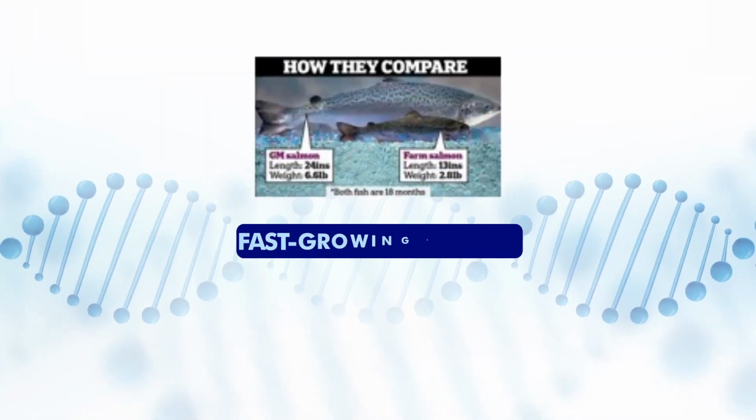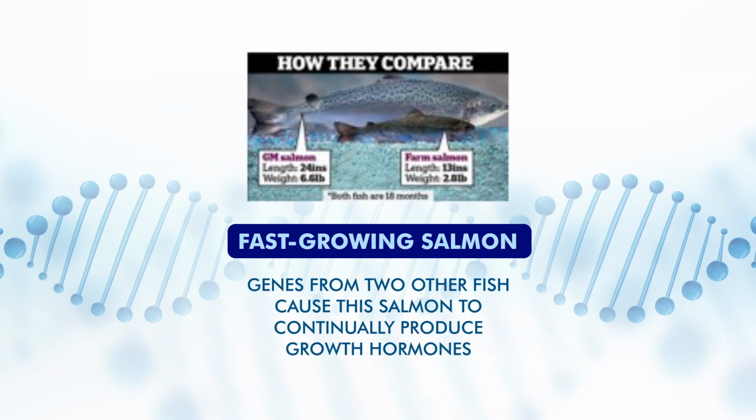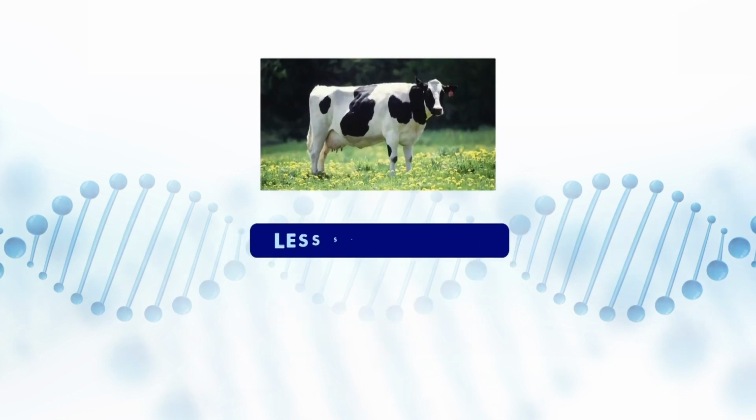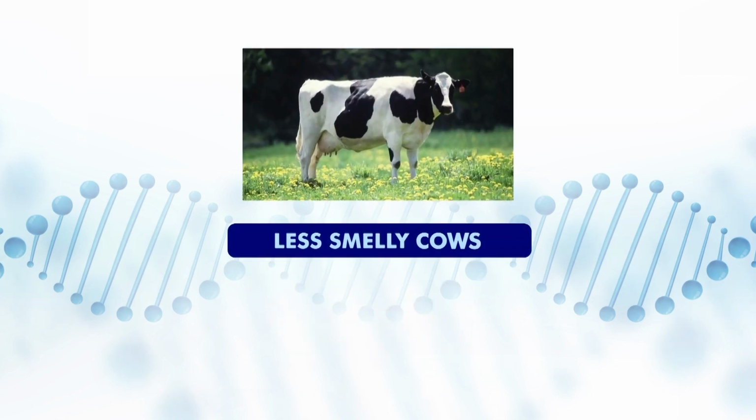Other examples of GM animals are fast-growing salmon. How were they created? Genes from two other fishes were inserted that caused this salmon to continually produce growth hormones, so that their size increases, and it was monitored and compared with the help of continuous measurement of their height, length and weight.